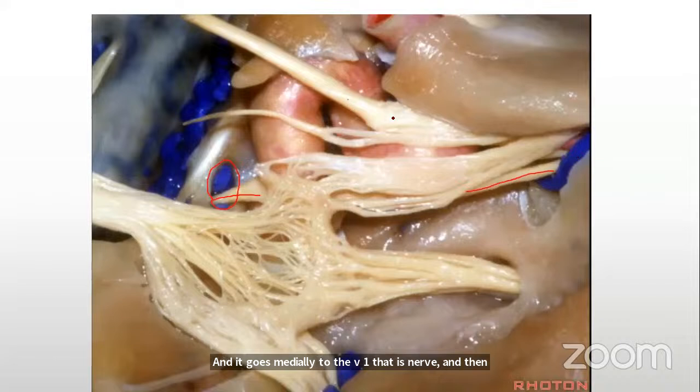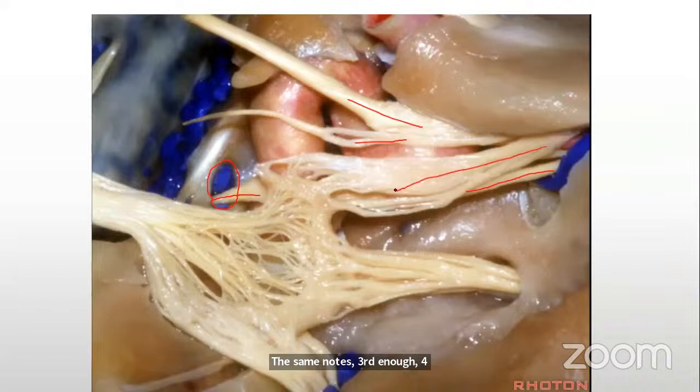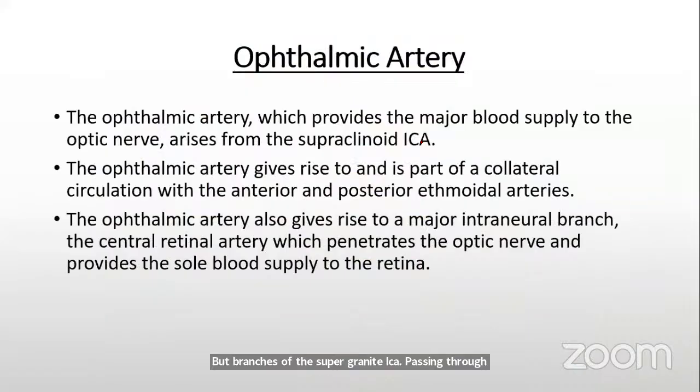The same nerves, third nerve, fourth nerve, sixth nerve we already saw, and V1, and branches of the supraclinoid ICA all the way passing through the superior orbital fissure.